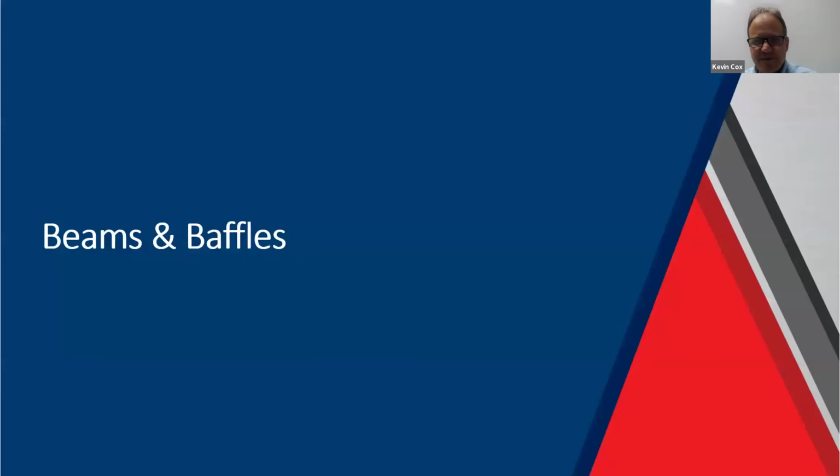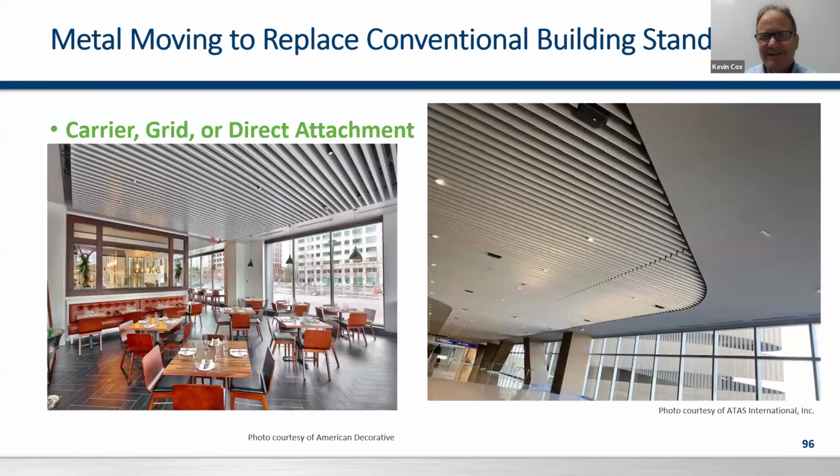Beams and baffles even push the bounds of these linear assemblies, creating an illusion of a ceiling plane with space and accessibility to reach above that plane, like the Bronco restaurant there on the left in Rochester, New York, or the Sky Harbor Airport in Phoenix, Arizona on the right.